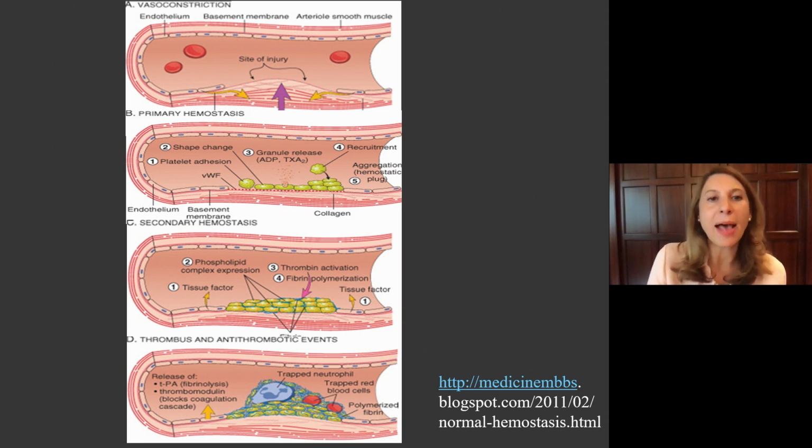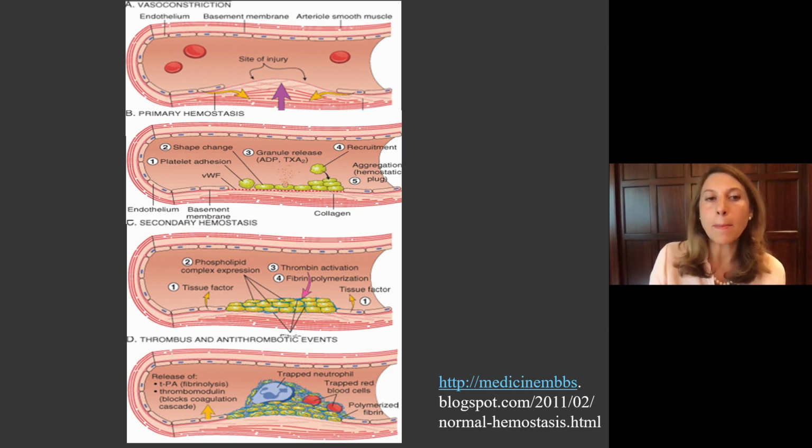So first thing that happens is that there's a vascular injury, and this results in loss of the endothelium, which are these cells here, and exposure to collagen. When that happens, you have the start of primary hemostasis. Platelets here in yellow, which are in circulation, see this area of denuded endothelium where the collagen is exposed, and they bind to that collagen via von Willebrand factor, which is shown here in these little red dots.